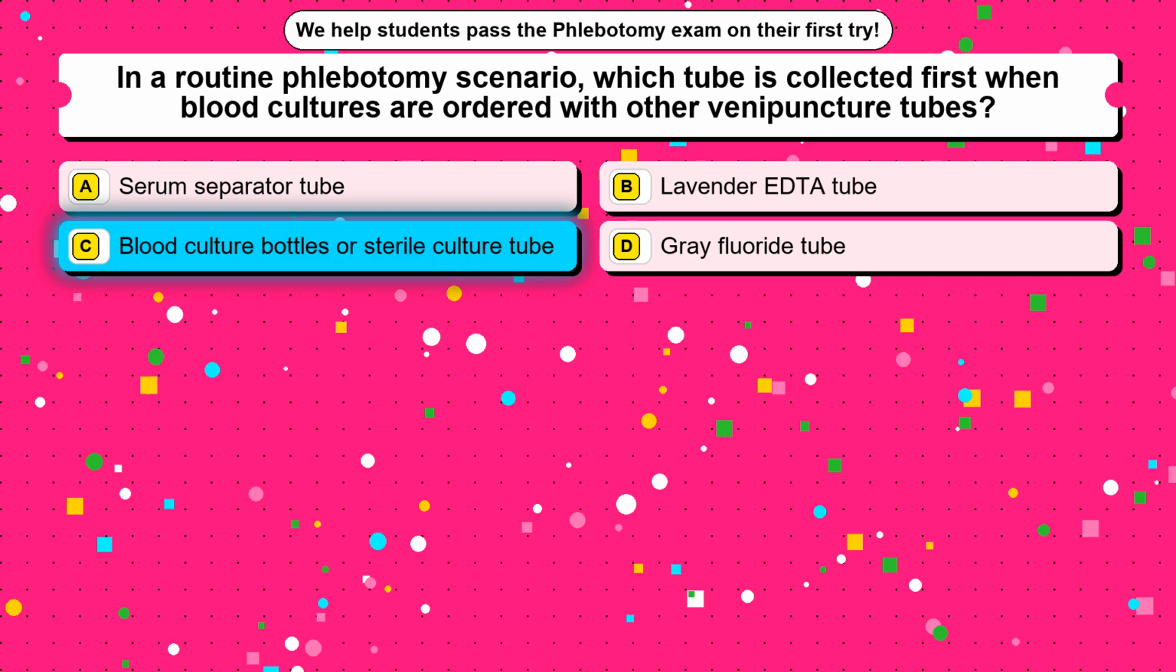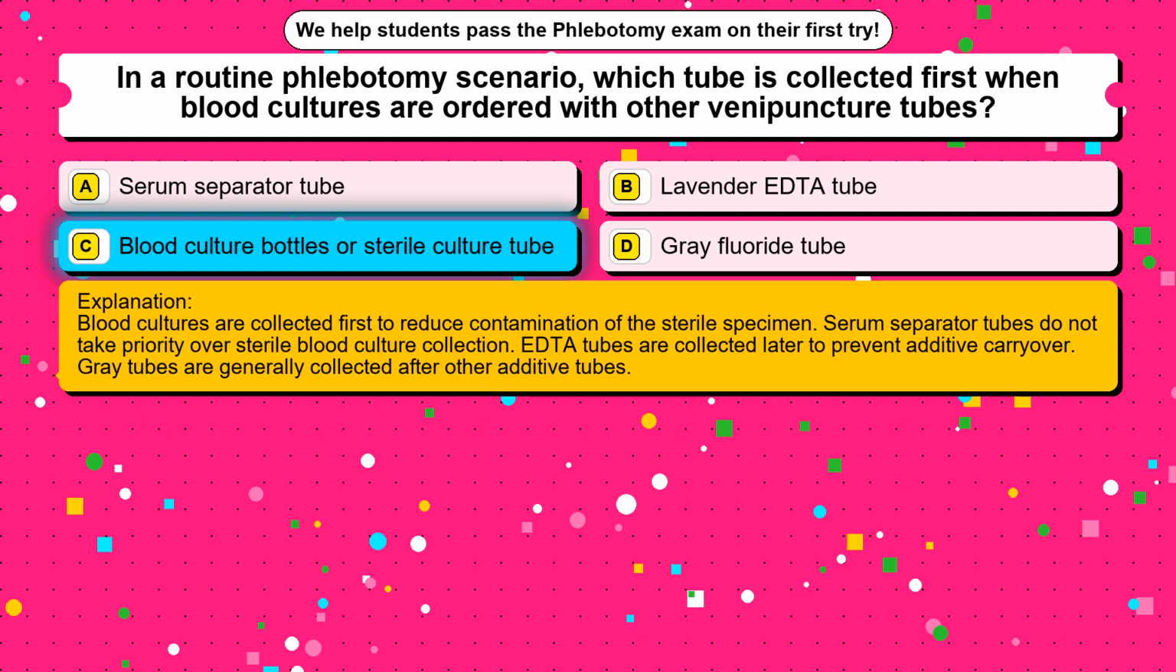The correct answer is option C. Blood culture bottles or sterile culture tube. Blood cultures are collected first to reduce contamination of the sterile specimen. Serum separator tubes do not take priority over sterile blood culture collection. EDTA tubes are collected later to prevent additive carryover. Gray tubes are generally collected after other additive tubes.